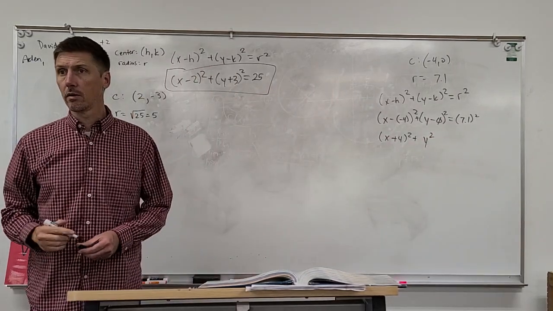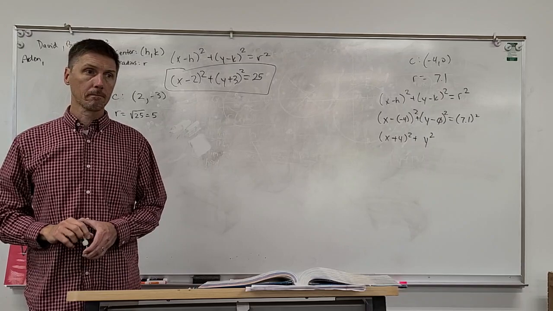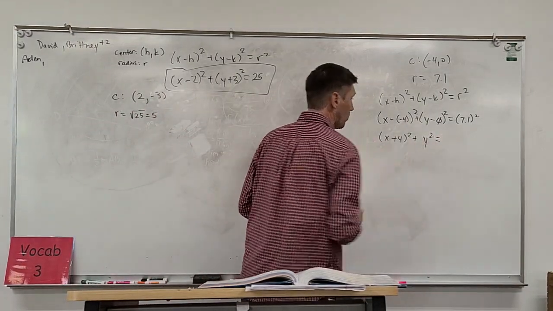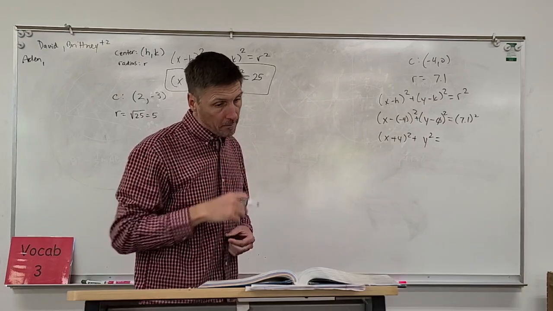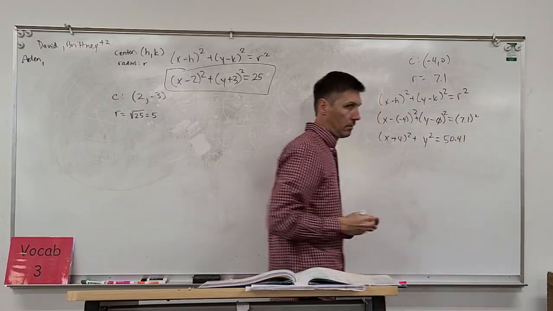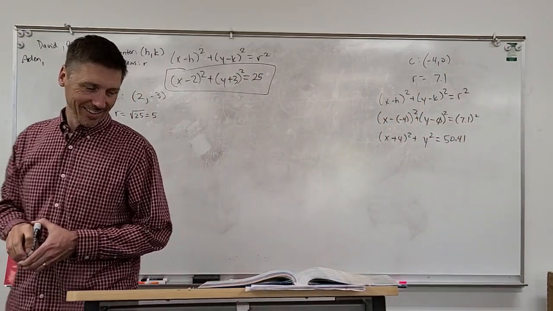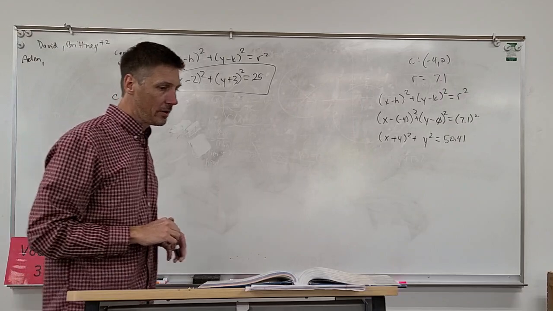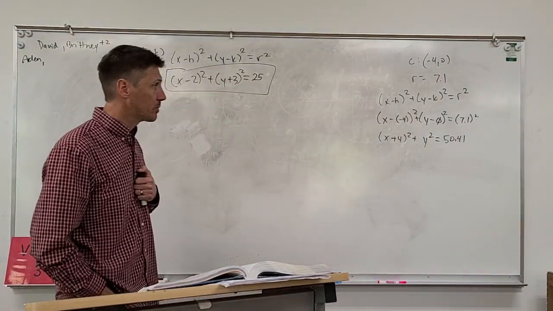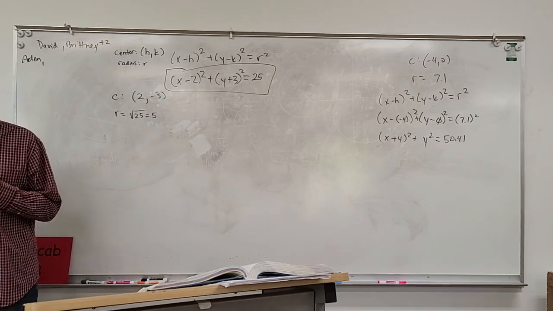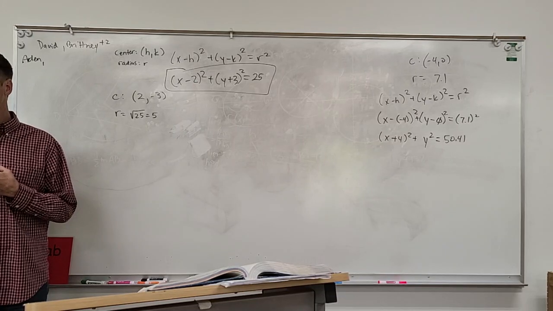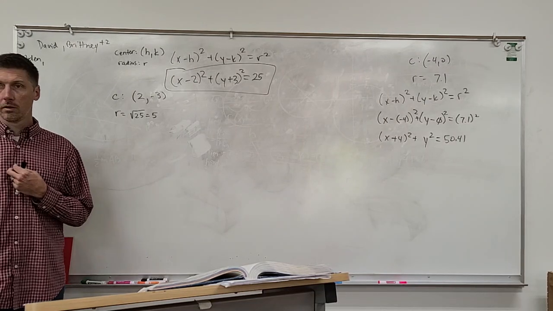Everybody comfortable with that? And then 7.1 squared is 50.41. Just did that in my head real quick. 50.41. So that's what I would expect you to write down if I asked you for the standard equation of a circle, given those values. Okay? Are we following that?